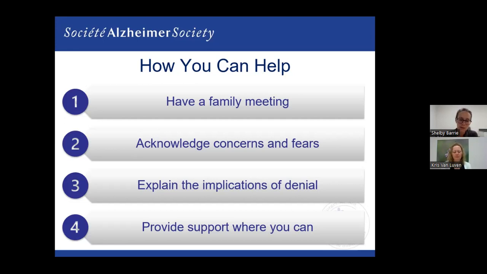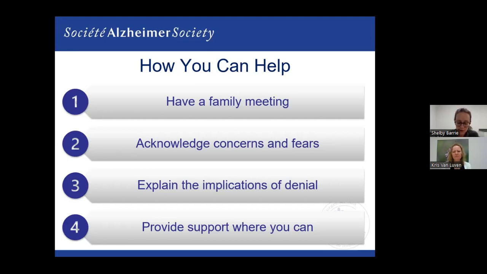Third, we can also consider explaining the implications of denial. You may want to mention some of the risks that we just mentioned, and some of the things that maybe that person hasn't considered, like the accidents or exploitation or added stress that we talked about.